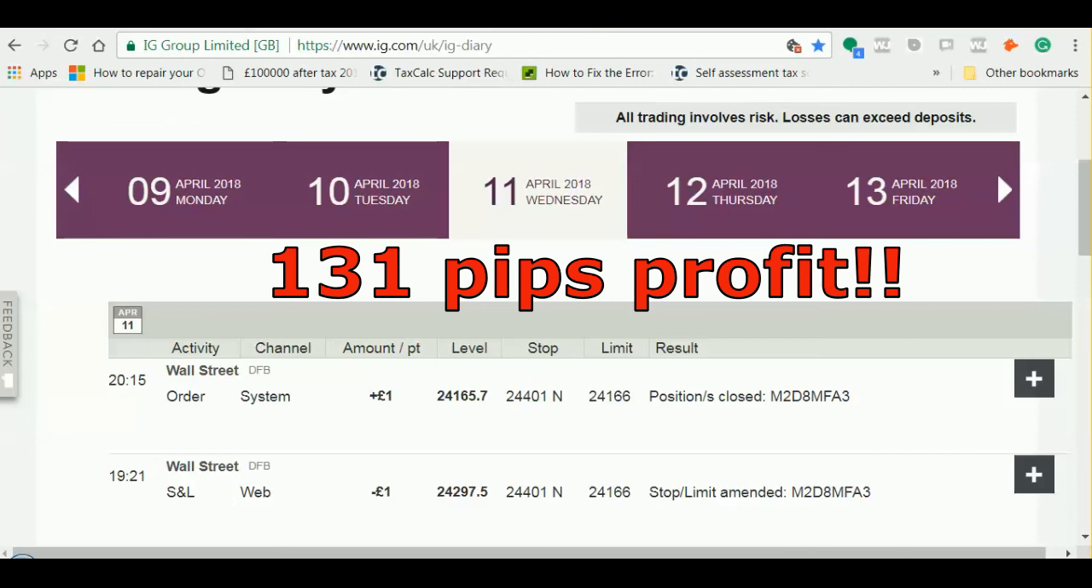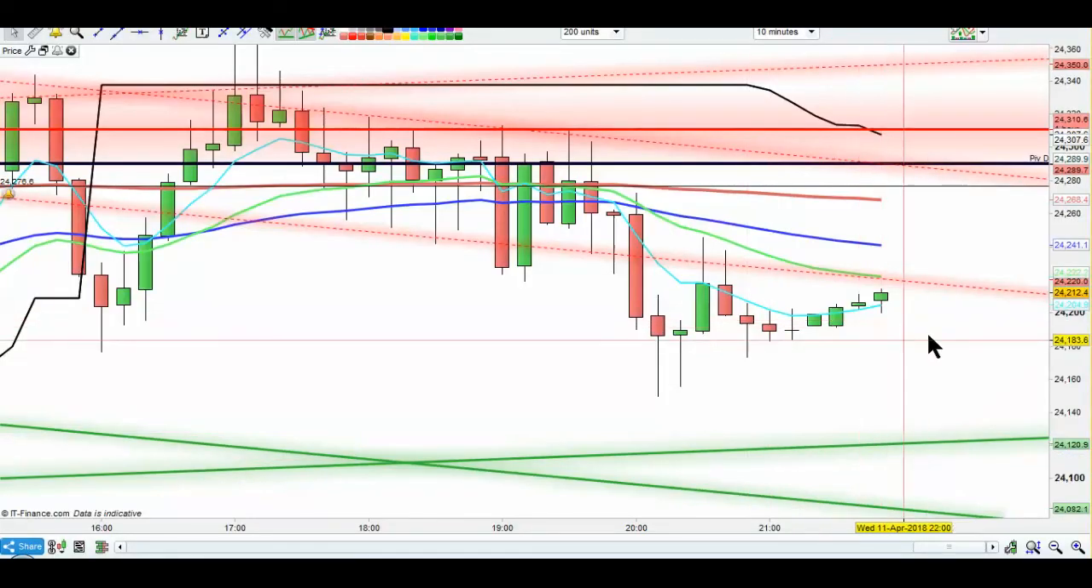I'll just have a quick look before I go at the price. So yeah, it's 24,212. So there'll be more opportunities again that I'll be looking at.